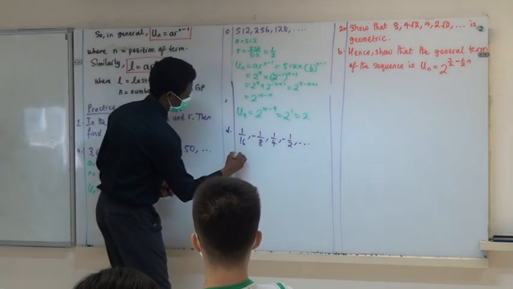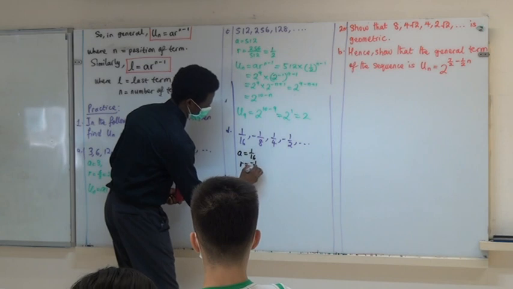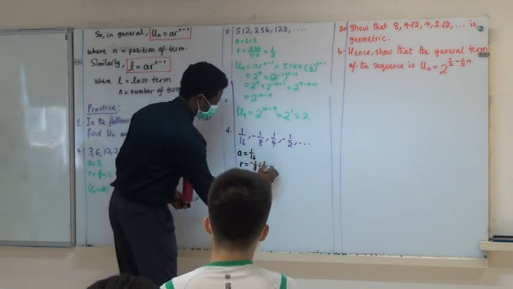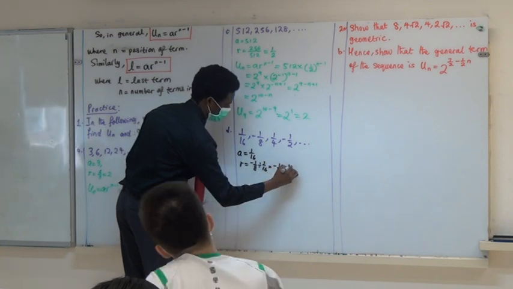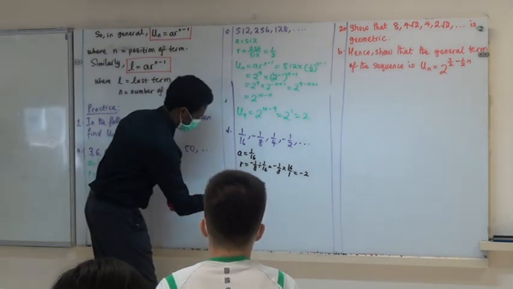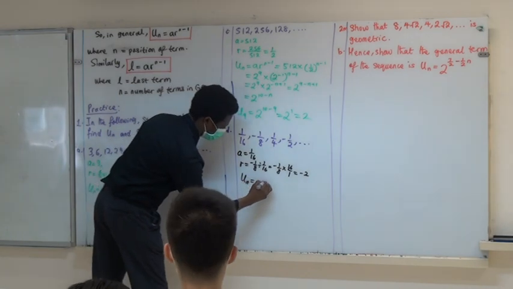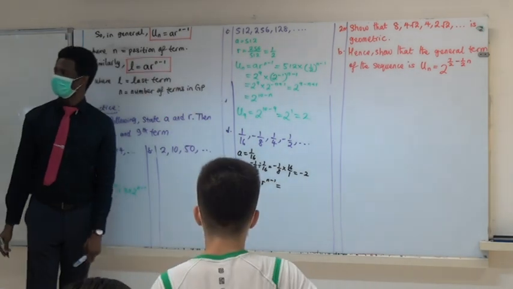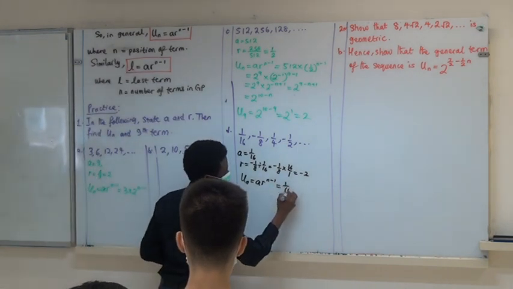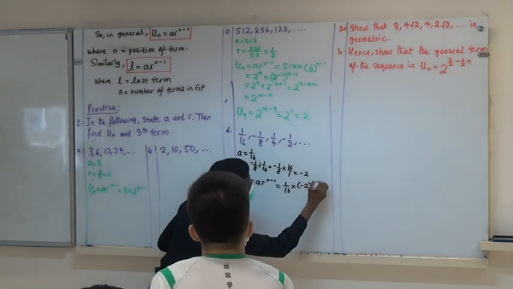So here, A is 1 over 16, R is negative 1 over 8 divided by 1 over 16, correct? Yes. So which is negative 1 over 8 times 16 over 1, which is negative 2. So which means Un is A R to the n minus 1, right? A is 1 over 16. Hopefully you guys can see. Minus 2 and minus 1.